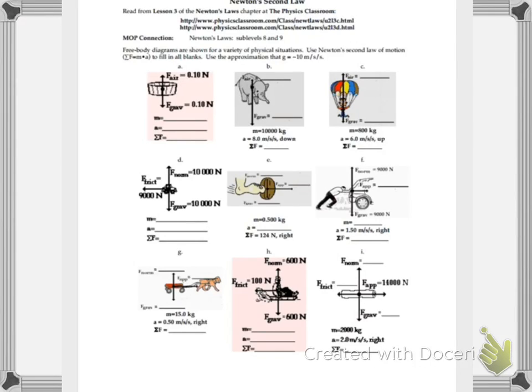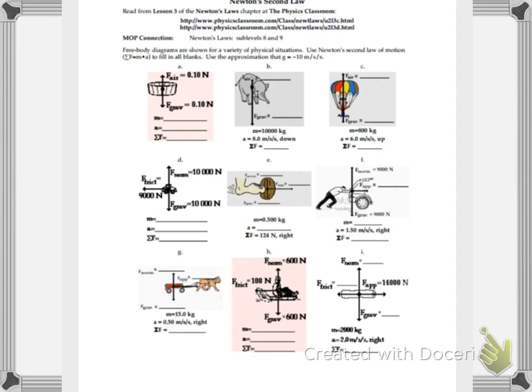Here's yet another solution video. This time it is for your more Newton's second law practice, where we have 9 diagrams just utilizing Newton's second law to identify net forces, accelerations, and masses of objects. So let's go ahead and get started. Number 1.